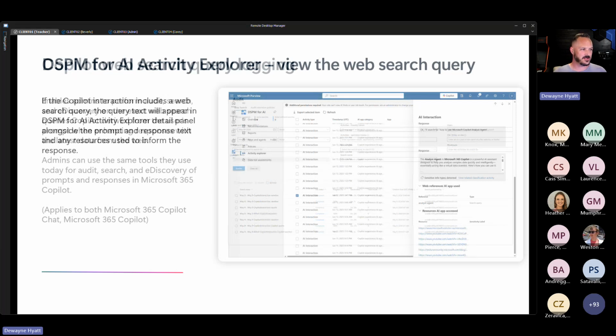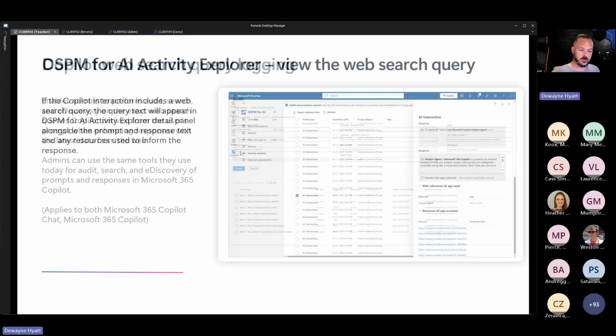We also have DSPM for AI. We used to call this, I can't remember, Weston or James, it was just called like the AI Hub or something like that. And then we went for the much simpler and easier to say Data Security Posture Management for AI as the name of the feature now. But this allows you to see AI interactions, and the part of it that's included with Purview is the ability for you to see what people are doing with Copilot.